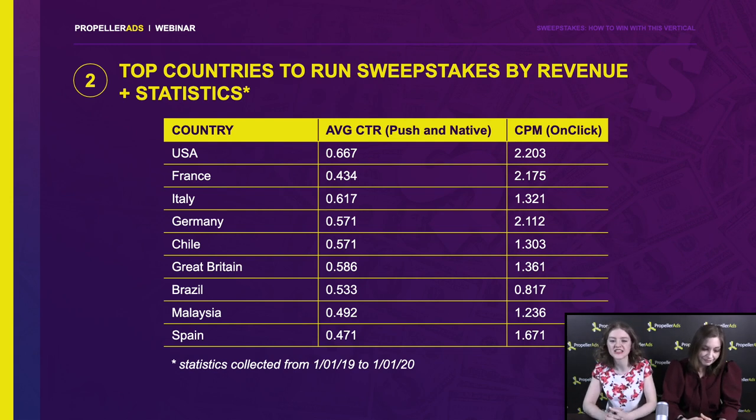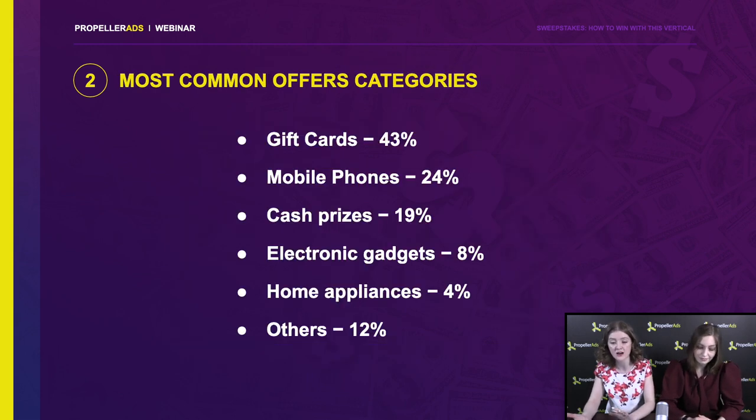And here you can see the same offers that Maria described previously, but with the numbers. Such offer types as gift cards, mobile phones, and cash prizes are at the top of the list. So if you just start working with sweepstakes and do not know what offer to start with, choose one of these three options and you will win.